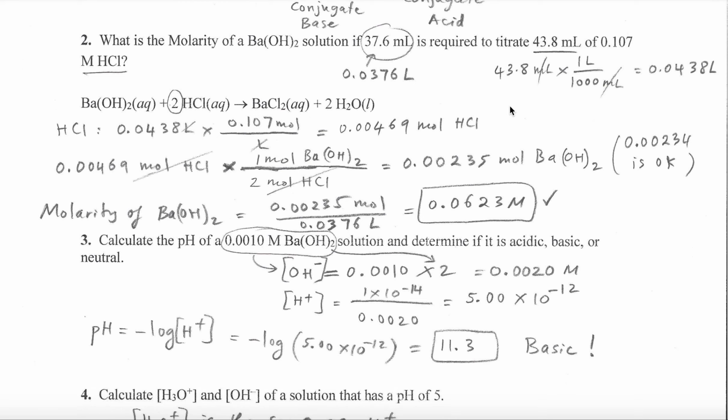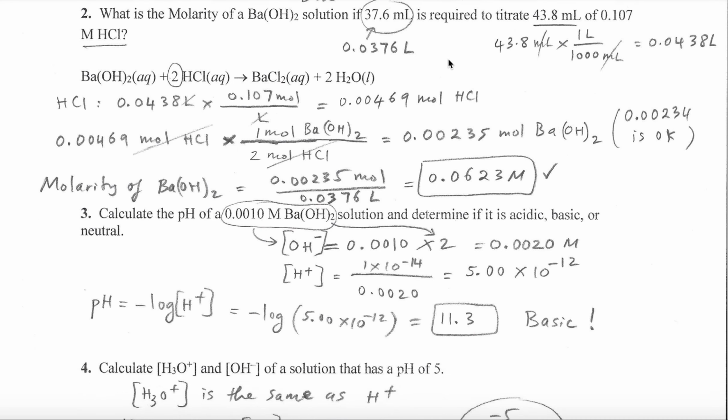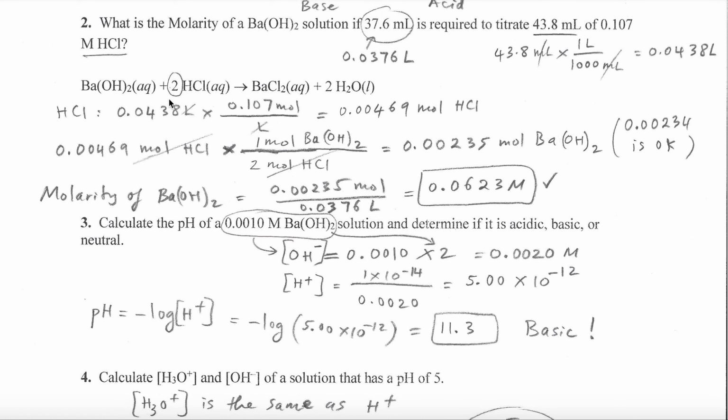Okay, now this is a good example of acid-base titrations. What is the molarity of barium hydroxide solutions if 37.6 milliliters is required to titrate 43.8 milliliters of 0.107 M HCl? Now, this is the balanced equation. You have one barium hydroxide reacting with 2 HCl, giving us barium chloride plus 2 water.